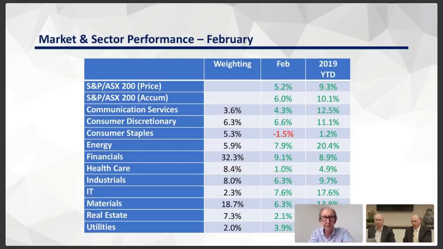Paul, one of the real shiners of the year has been consumer discretionary, up 11.1%, at a time when everyone keeps telling us that retail's getting a clobbering. Shawn, have you been able to work out how come consumer discretionary is doing so well, yet we keep talking about retail doing so badly?